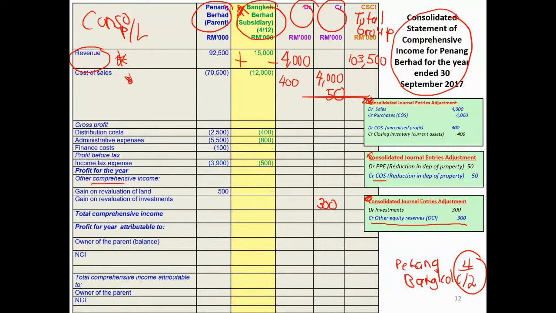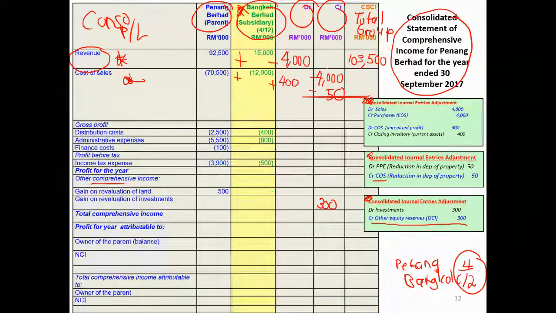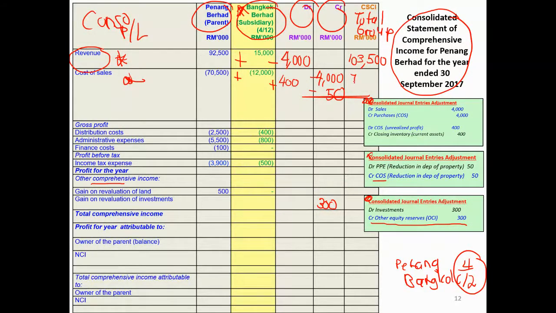Same for cost of sale. Cost of sale is also a very popular mistake students make. Cost of sale, parent plus subsidiary. When you debit cost of sale, it means that you plus cost of sale. When you credit cost of sale, it means that you minus. So 70.5 million plus 12 million plus 400K minus 4 million minus 50K. Your total group figure for cost of sale is 78,850.